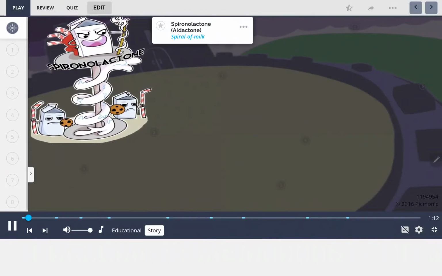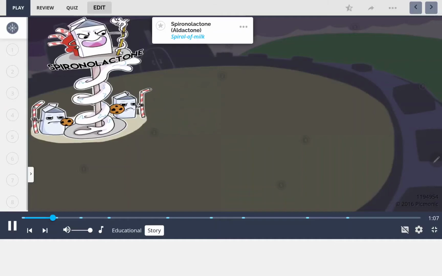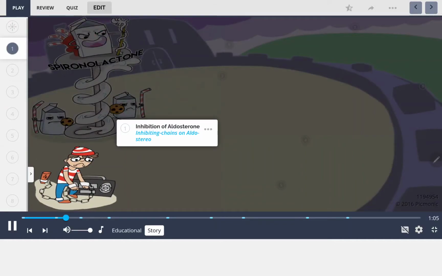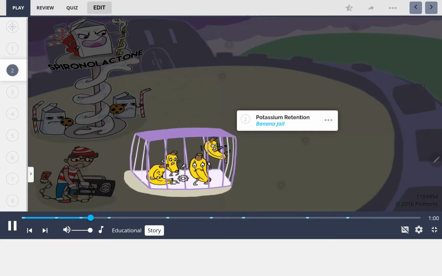The spiral of milk is like the Tower of London. It's where criminals are taken to be jailed and tortured. It's common to find Aldo chained to the wall for playing his stereo too loud. But the jail is mostly filled with bananas, doing hard time for making phallic references.